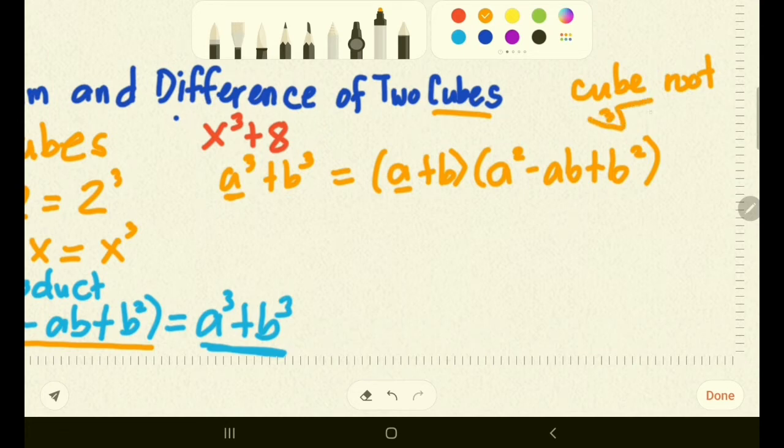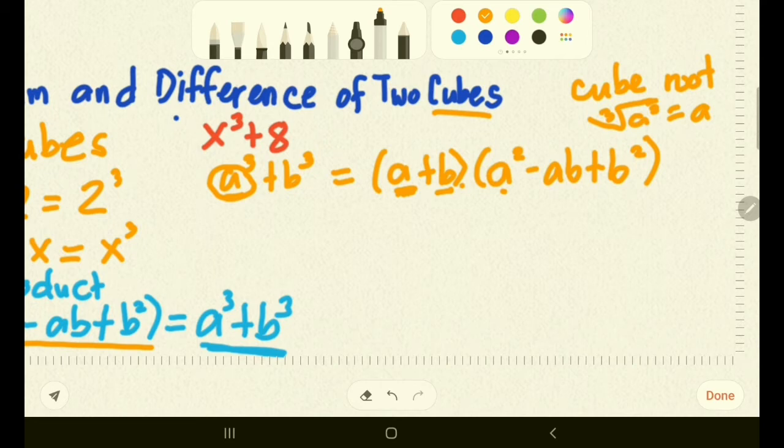The cube root of a cubed is just a. That is the reason for a. Or if you find it hard, just take away the exponent to get the base. And then you have the b. Then take the square of a, the first term of the binomial factor. Then multiply the two terms, with subtraction: a times b, that's ab. And then square b, the second term of the binomial factor.